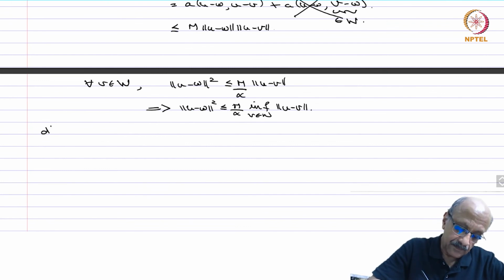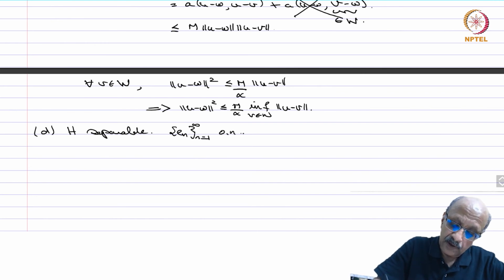Okay. (d) H separable and e_n, n equals 1 to infinity, an orthonormal basis.